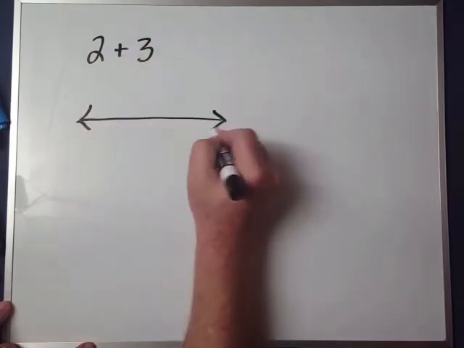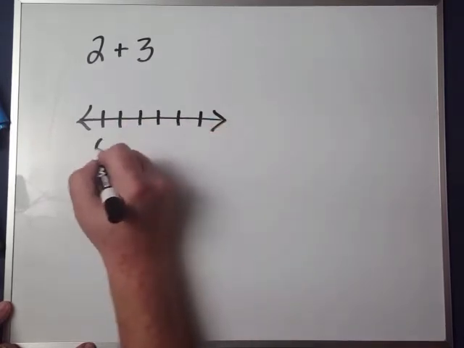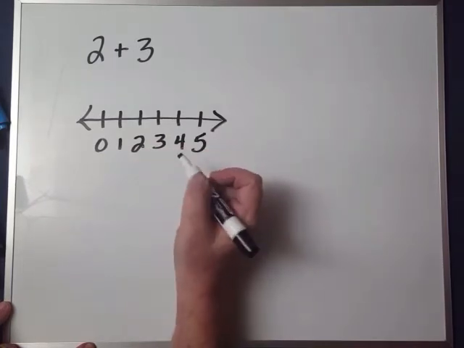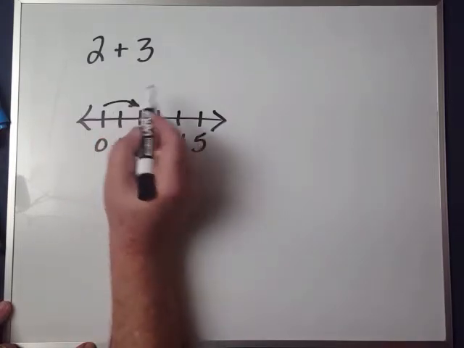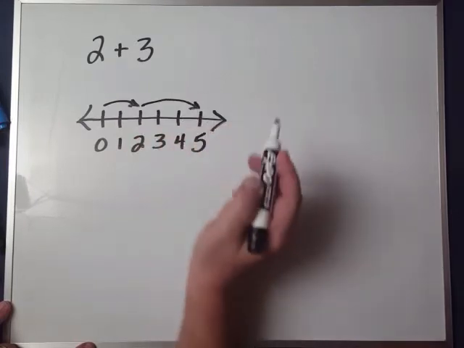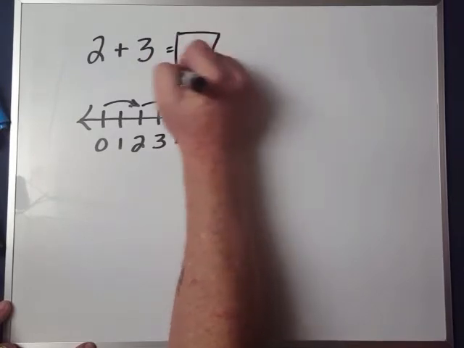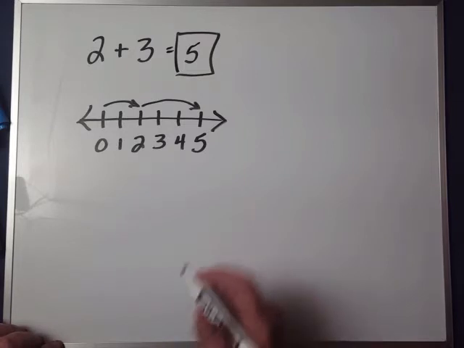On the number line, to add numbers, we start at 0. We'll move 2 units in the positive direction and an additional 3 units in the positive direction. We land on 5. We're not going to use the number line every time we go to add numbers. This is just to help us visualize what's going on as we begin now adding with negative numbers as well.